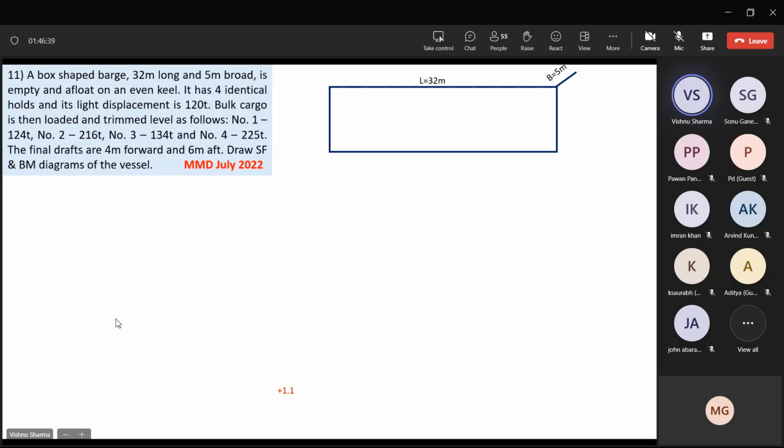Breadth 5 meters. Has 4 holds, identical holds. Light displacement is 120 tons, 3.8 tons per meter. Okay. Cargo weights 124 tons, coming to 15.5 tons per meter.